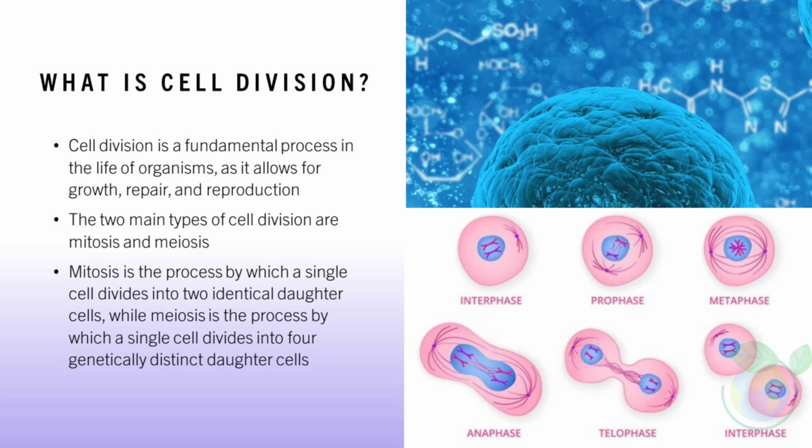What is cell division? Cell division is a fundamental process in the life of organisms, as it allows for growth, repair, and reproduction. The two main types of cell division are mitosis and meiosis. Mitosis is the process by which a single cell divides into two identical daughter cells, while meiosis is the process by which a single cell divides into four genetically distinct daughter cells.